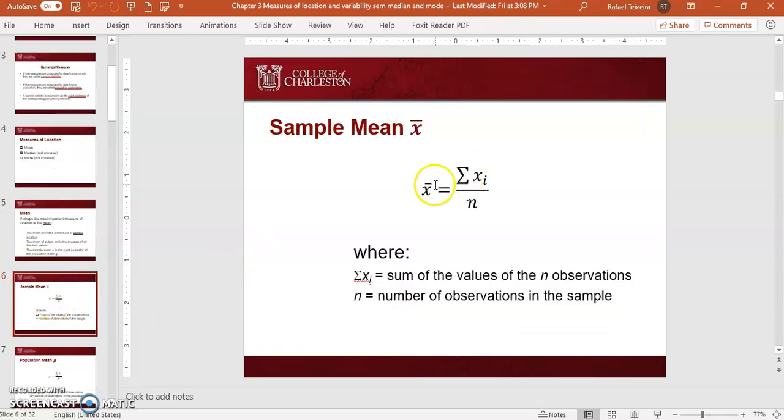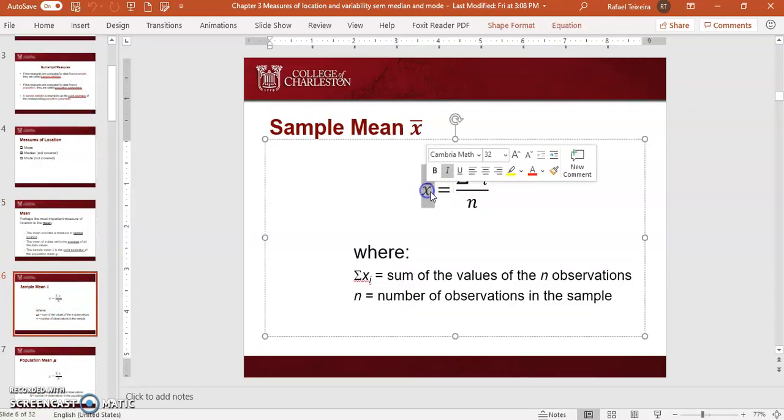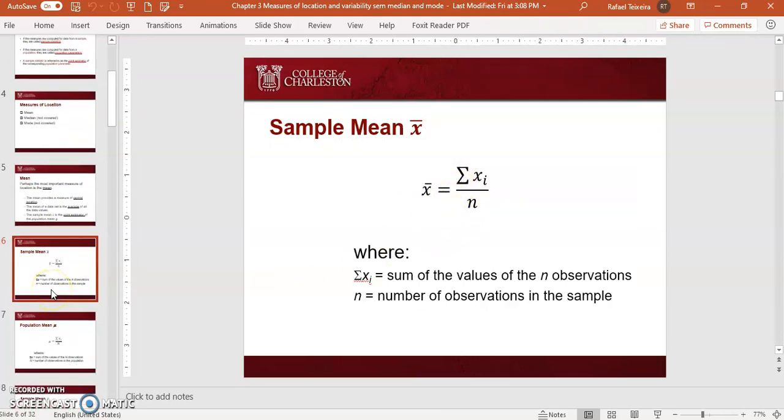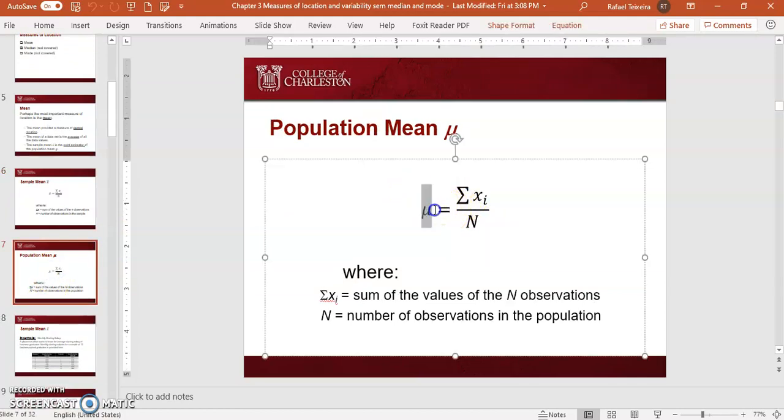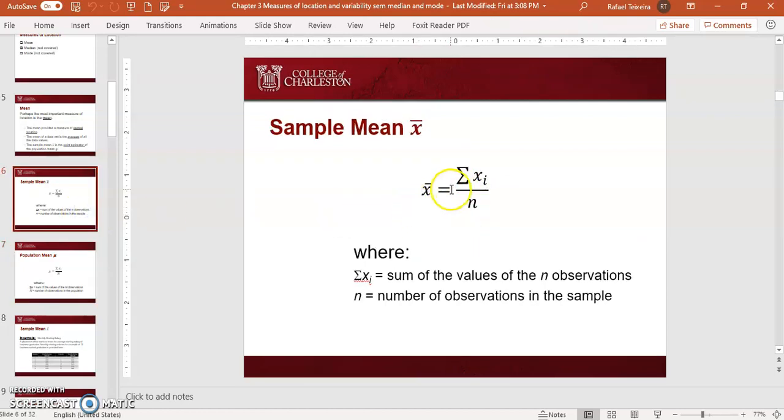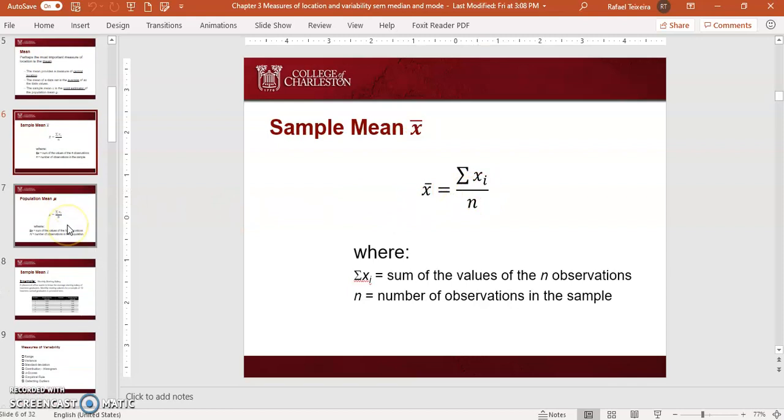The formula is simply the sample mean x bar is the sum of all values divided by the number of observations, which is the same thing as the population mean. The only difference is the Greek letter denoting the population mean, because it represents all data in the population, and the sample is only a sample from the whole population.